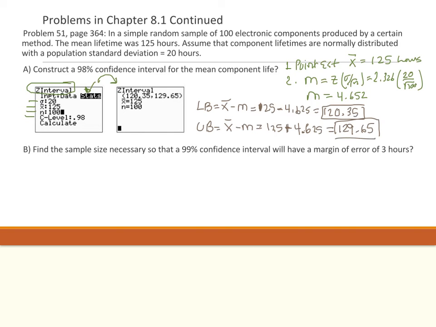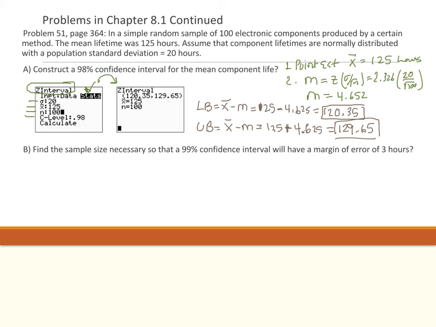So in this particular case, the average lifetime of components, or the mean time of components, for this type of electronic component is between 120.35 hours and 129.65 hours, and we are 98% confident in that estimate.